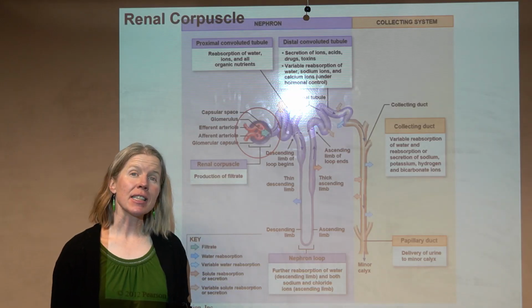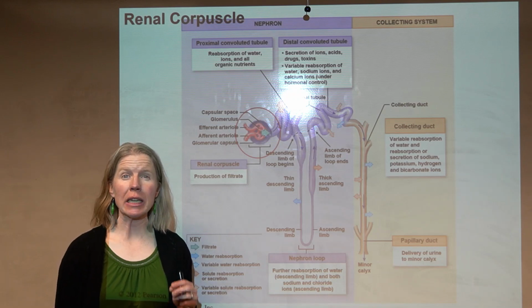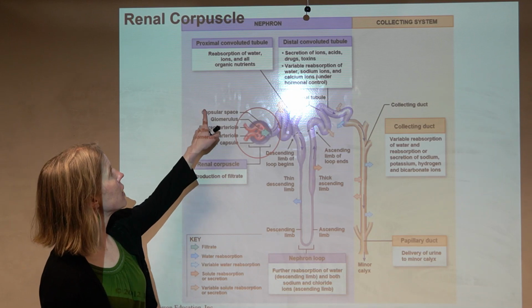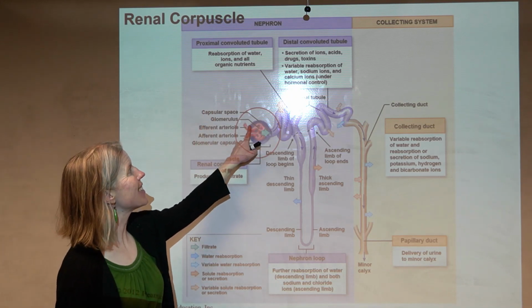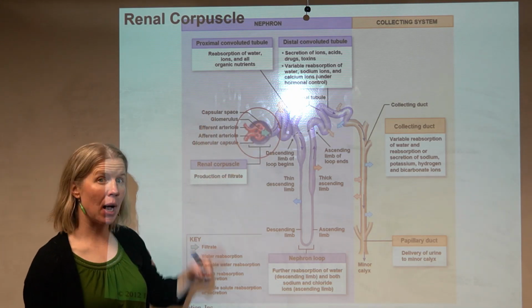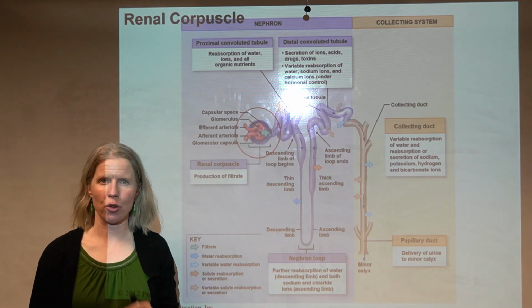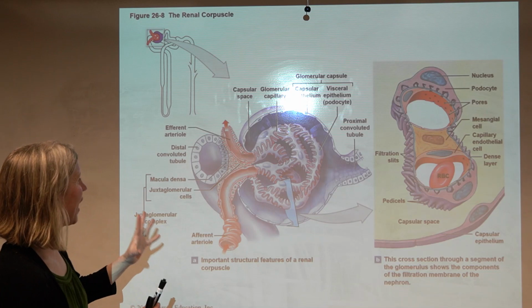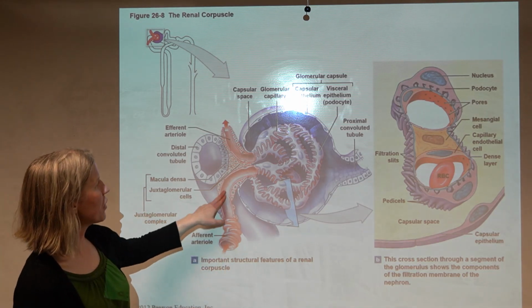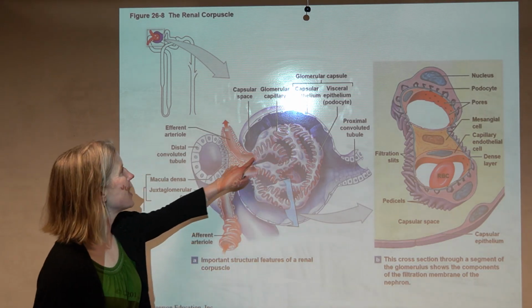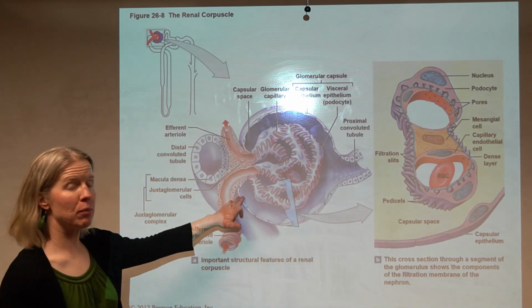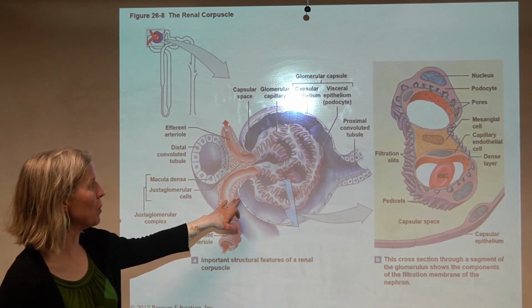All right, let's look at the renal corpuscle in a little more depth. So again, the renal corpuscle consists of the glomerulus and the glomerular capsule, and this is where filtration takes place. Now, this is cool. Check this out. Okay, so again, afferent arteriole, glomerulus, efferent arteriole, and here you have the capsule, right? The glomerular or Bowman's capsule.